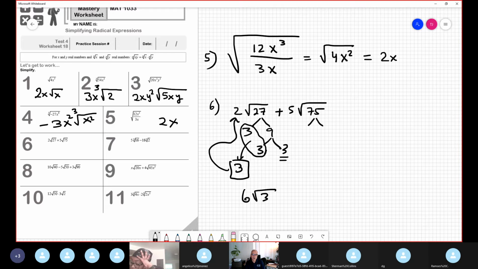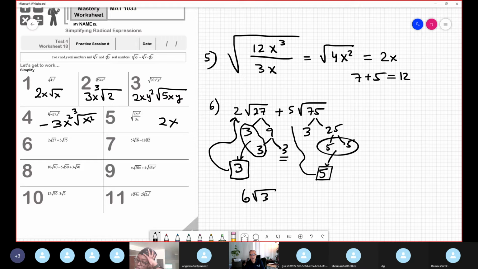Okay, is 75 divisible by 3? Remember the rule to determine if a number is divisible by 3 without dividing: you add 7 plus 5, which is 12, and 12 belongs to the 3 multiplication table. So it's divisible by 3. I discover a pair of 5s, one 5 goes outside, and this 5 multiplied by another 5 that we have here is 25. 25 radical 3, because this 3 is this 3.